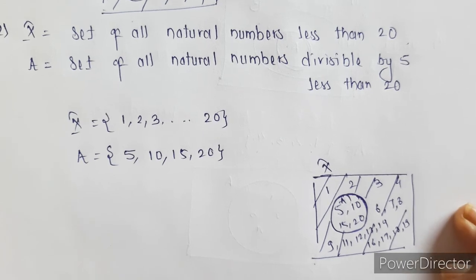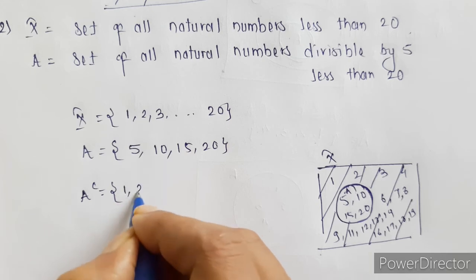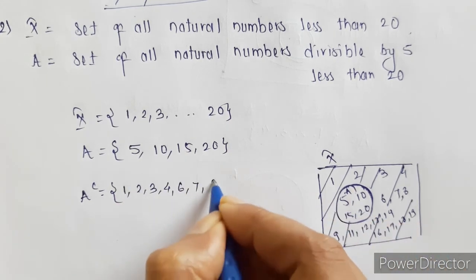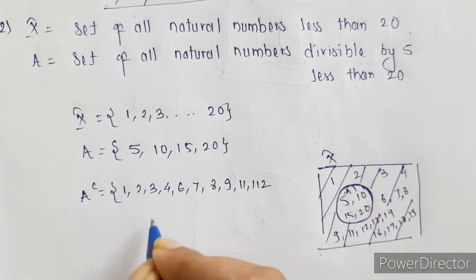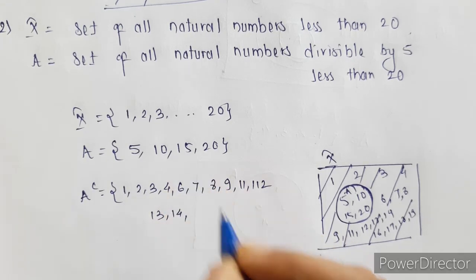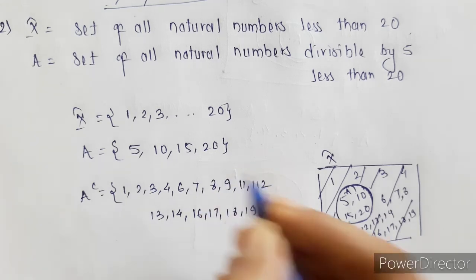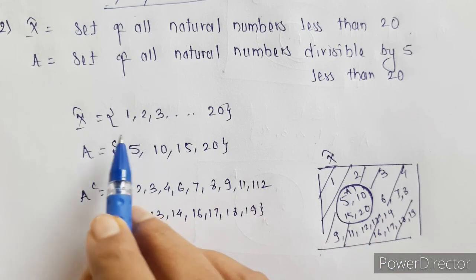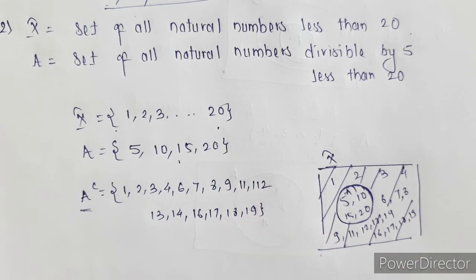So if this is A, the outside part is nothing but complement of A. So A complement is nothing but 1, 2, 3, 4, 5 is already there. So 6, 7, 8, 9, 10 is already there. So 11, 12, 13, 14, 15 is there. Then 16, 17, 18, 19, plus 20 is again there in A. So the elements which are in X, which are in universal set but which are not in A, will belong to A complement. It is also called other than A.